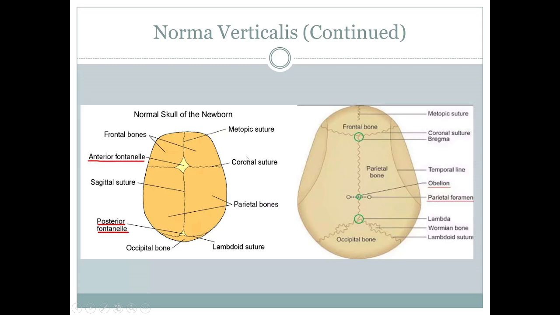Now let us revise the various sutures: coronal suture, sagittal suture, lambdoid suture, metopic suture. Now you can see the obelion and the parietal foramen. This parietal foramen is present 2.5 to 4 centimeters above the lambdoid suture. This is the lambdoid suture, and in this region is the lambda. The parietal foramina are present 2.5 to 4 centimeters above the lambda.